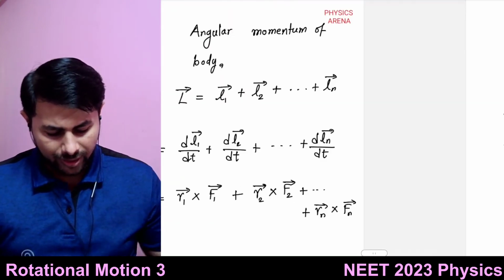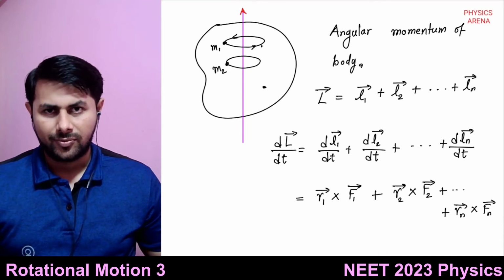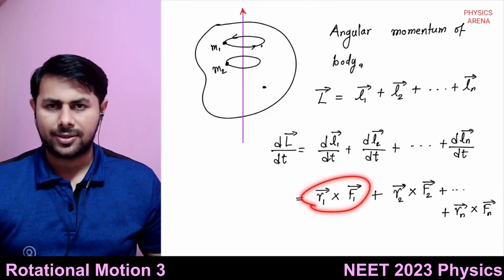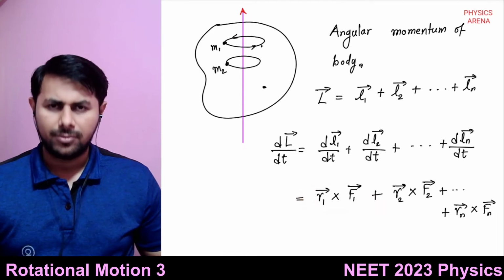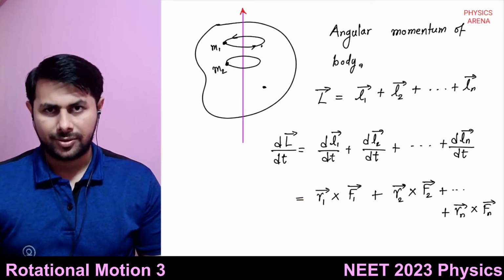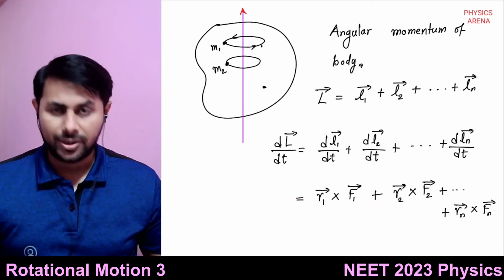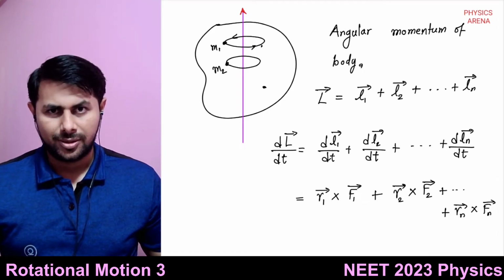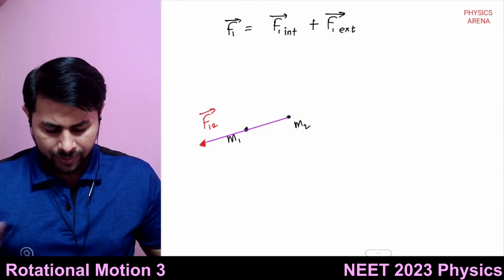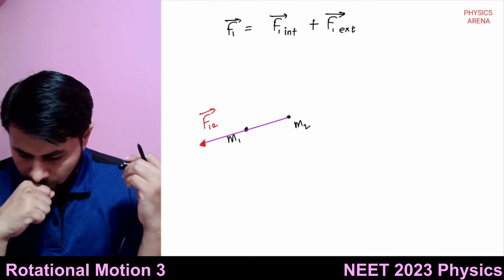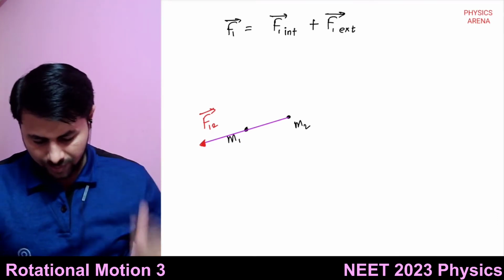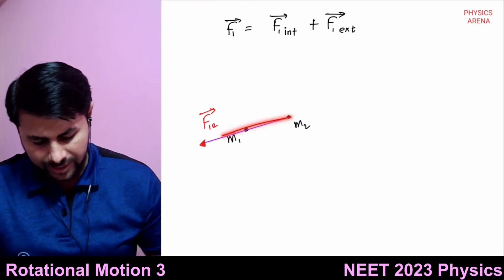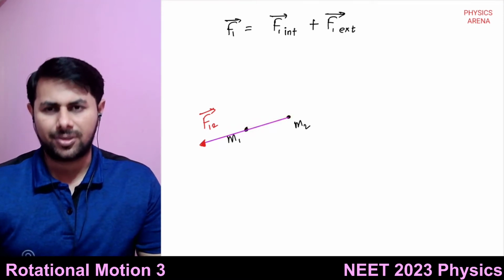But see, we are not adding the forces here. What are we adding? We are adding the torques. So now you can say there would be some torque due to the external force, and there will be some torque due to the internal force. So what are we discussing? We are discussing the torque due to the internal force.